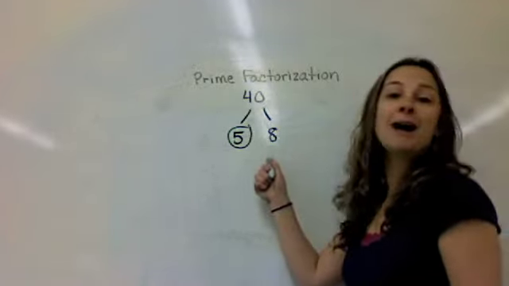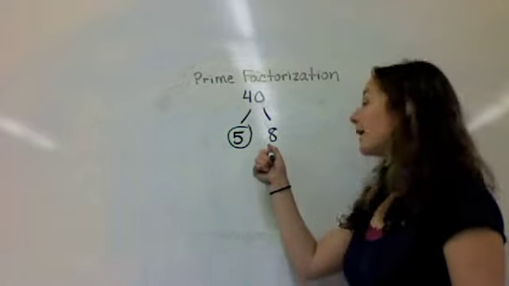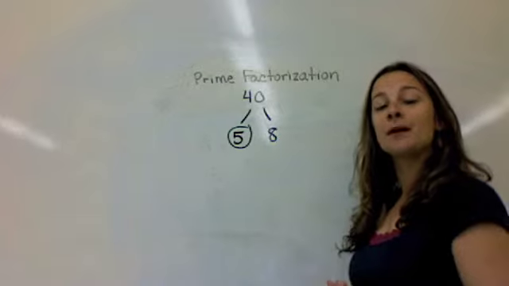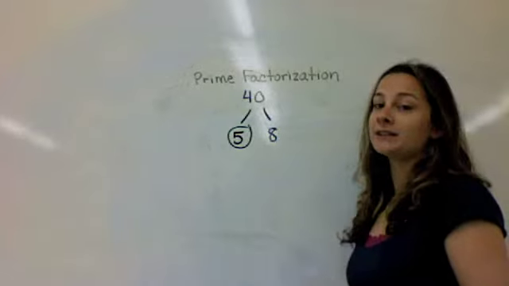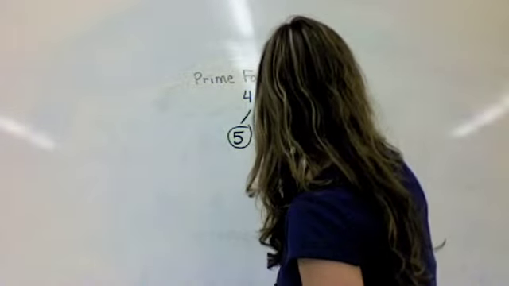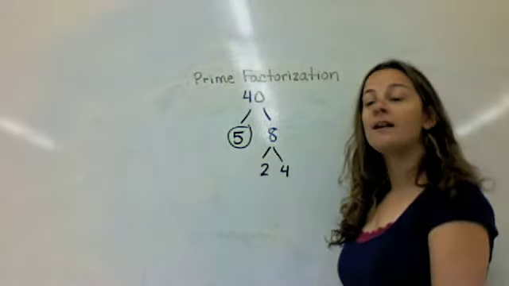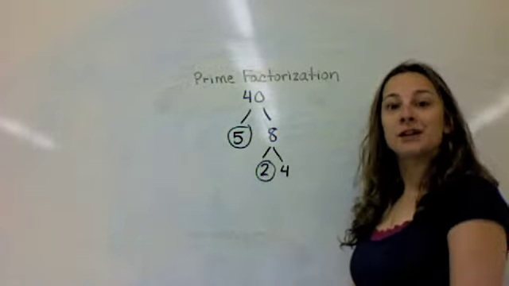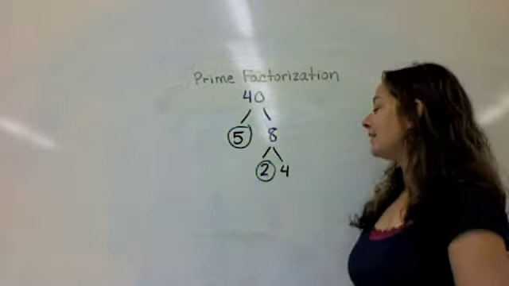However, 8 is a composite number. We need to break 8 down because we need to get that broken down into prime numbers since our ultimate goal is to get all prime numbers. So we're going to break 8 into 2 and 4. And now we see 2 is a prime number. So we're going to circle 2. We're done with 2. We can leave that alone.